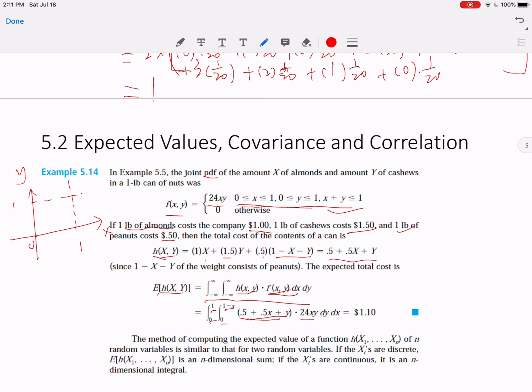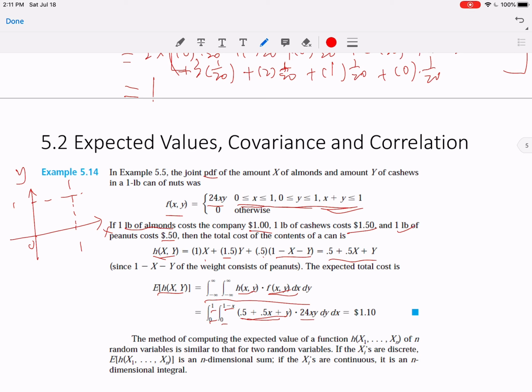Okay, so since both x and y have to be between 0 and 1, we have a square over here, right? Which could be the possible positive density region. But we have another condition here, which is x plus y less than or equal to 1.